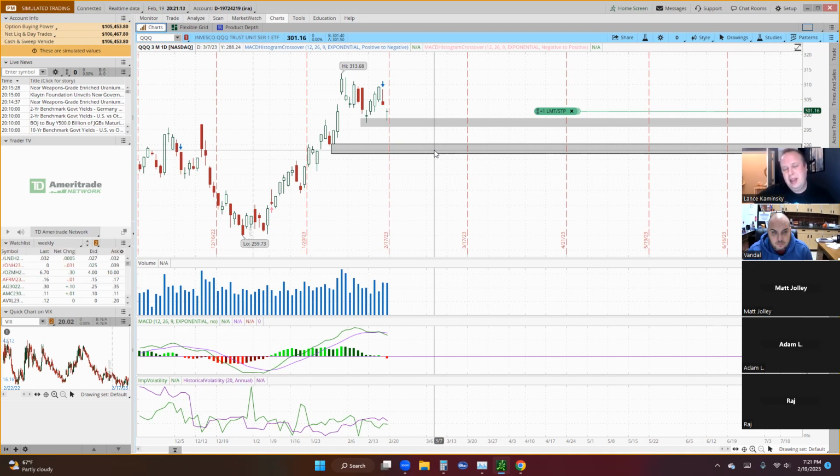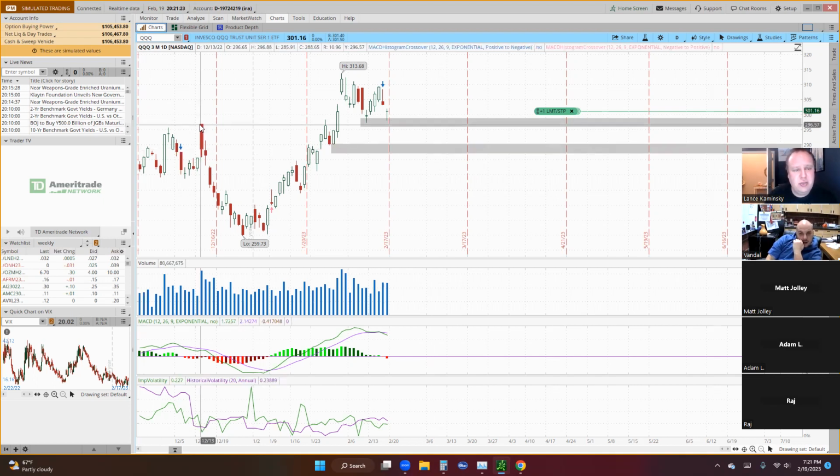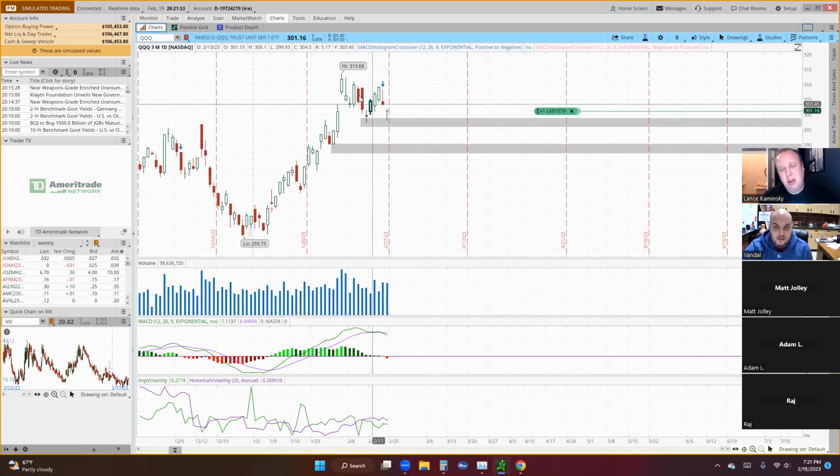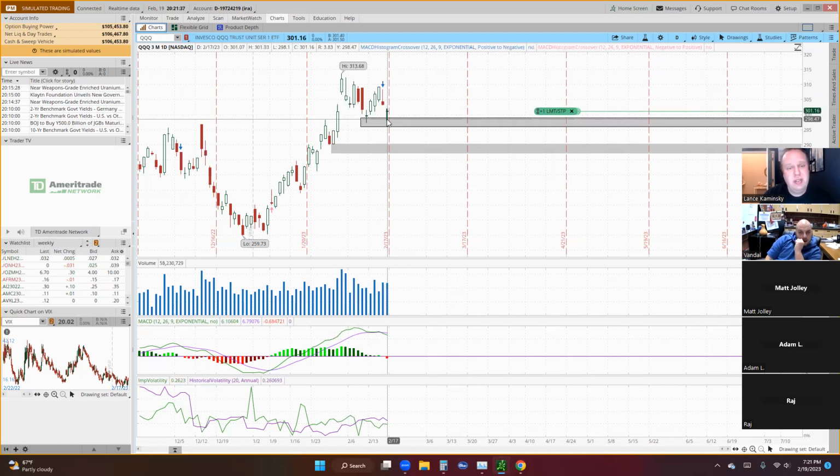Unless it's relatively obvious that everything is tanking, then we'll probably do some call credit spreads at that point. But the market isn't necessarily showing it's completely tanking yet. QQQ is still above this point here, and it's still above this gap that it went up. So it's relatively sideways. It looks a little bit downward, but not a ton. 313 to 300 is not a huge drop.